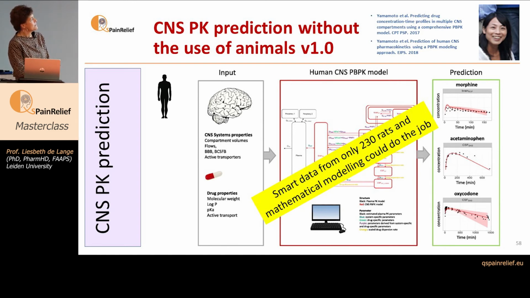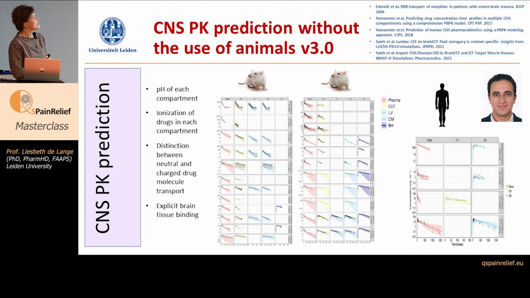Okay, and then Mohamed Saleh was the next PhD student, and he took it one level further, because now we used the pH of each individual compartment. And we could explicitly distinguish between the neutral and the charged drug molecule transport. And also we had explicit equations for tissue binding based on phospholipid-lipid composition of the brain. So that is included.